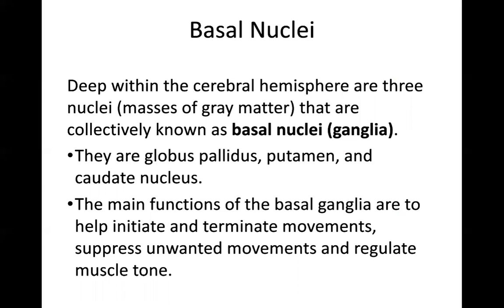The basal nuclei structures include what's called the globus pallidus, putamen, and caudate nucleus. Not that that's super important. What is important is what it does. And I even say right there, basal ganglia help initiate and terminate movements. So getting started moving, stopping moving, suppress unwanted movements, and regulating that thing called muscle tone that we've mentioned several times.